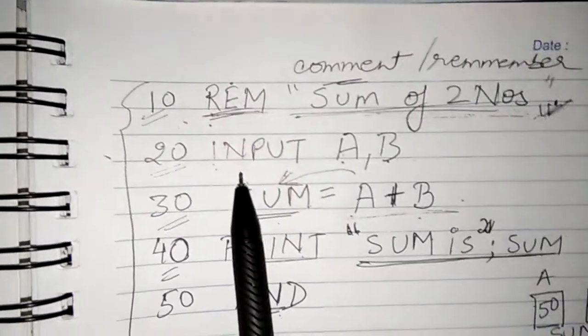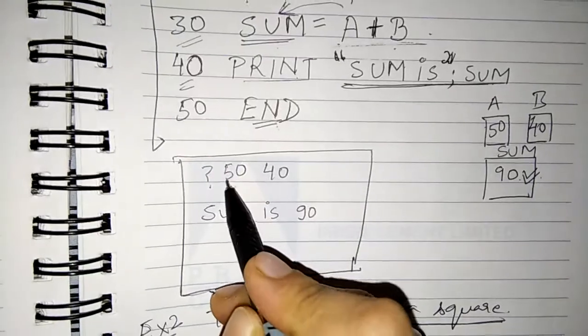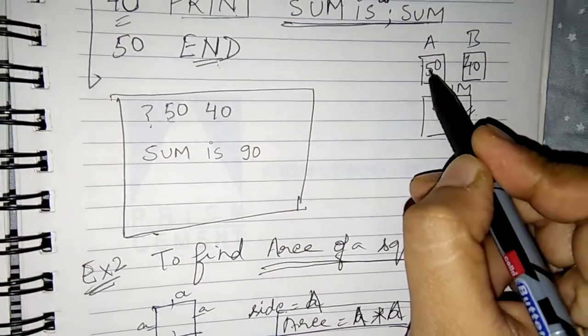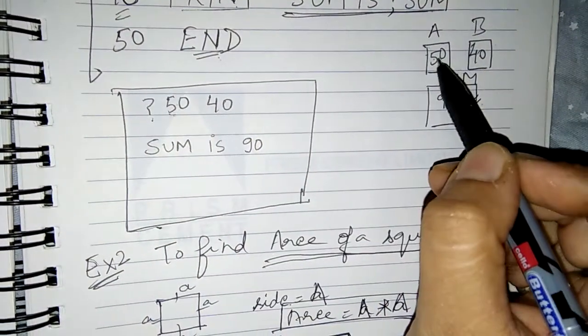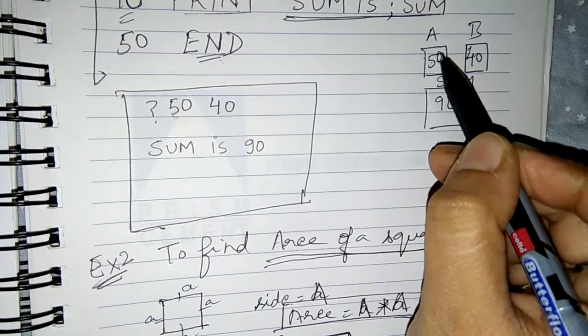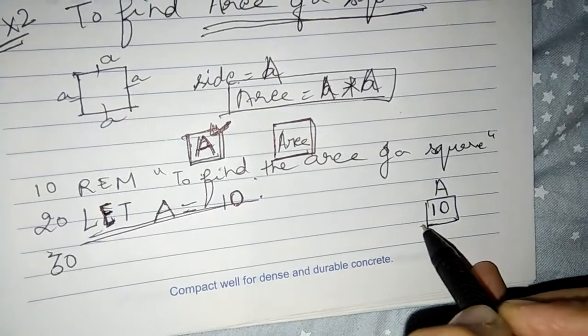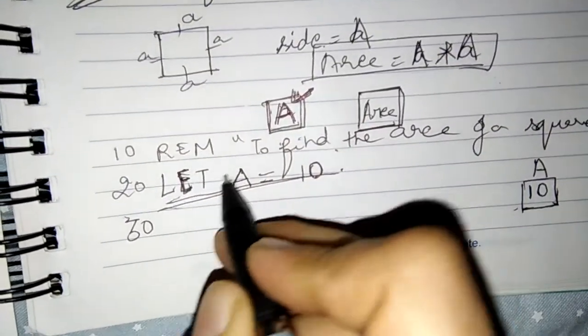Here, when we were using the input statement, we were taking the input from the user, then it was initialized, and then it stored the value in variable A. But here I am directly giving the value, I am not asking the user. This we can do with the let statement.